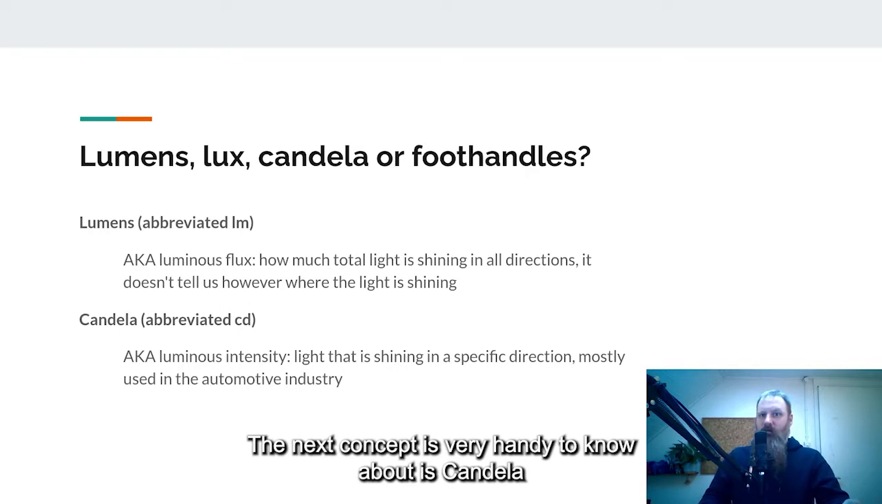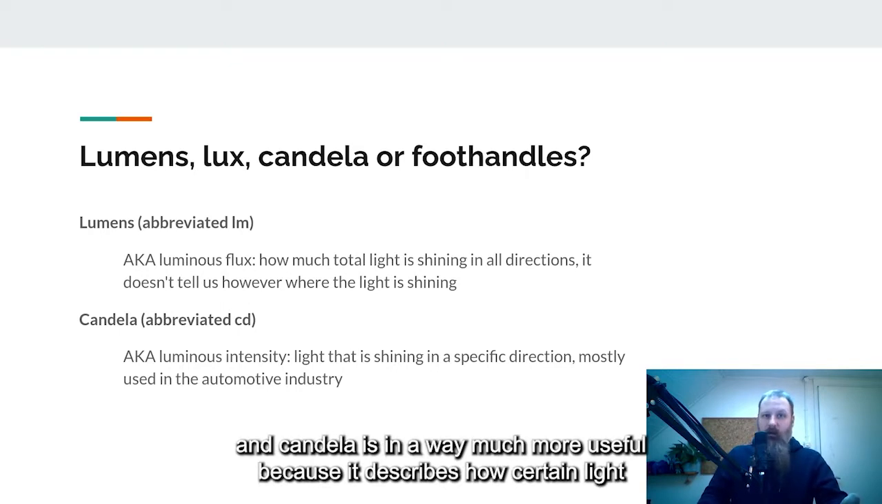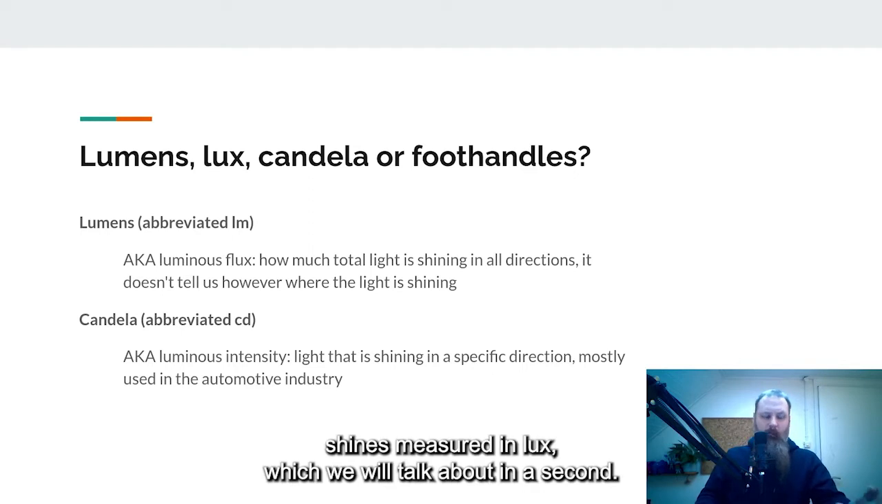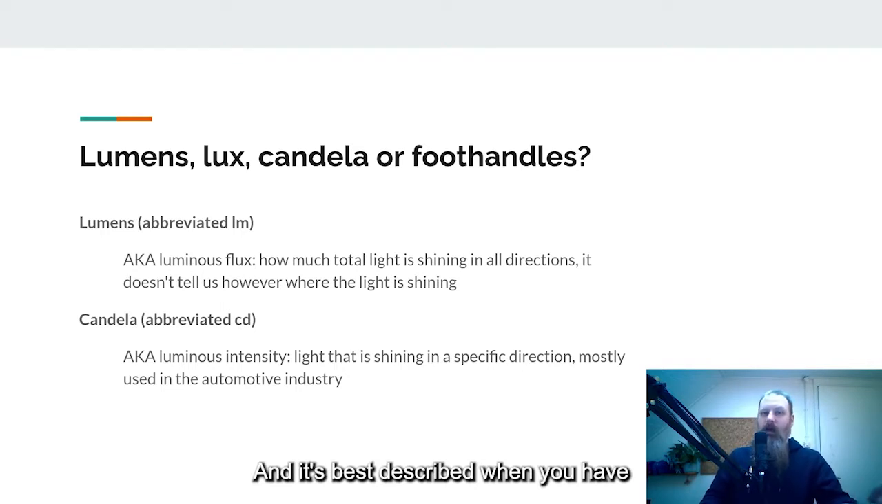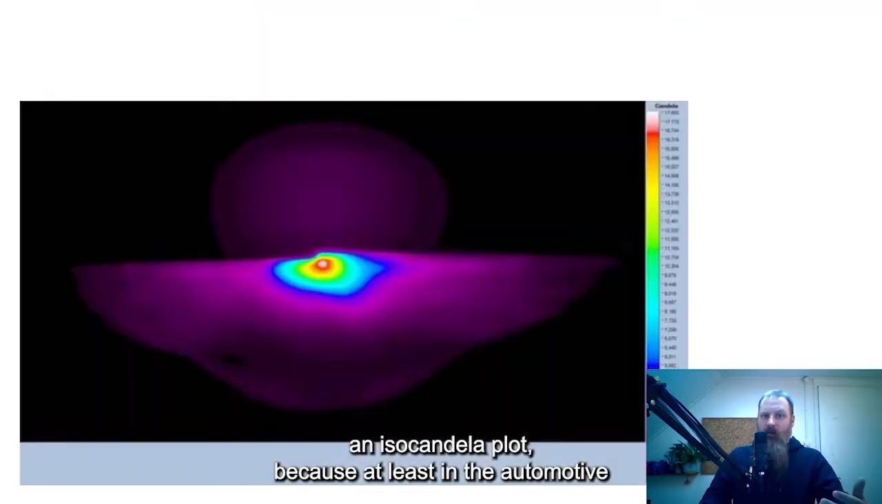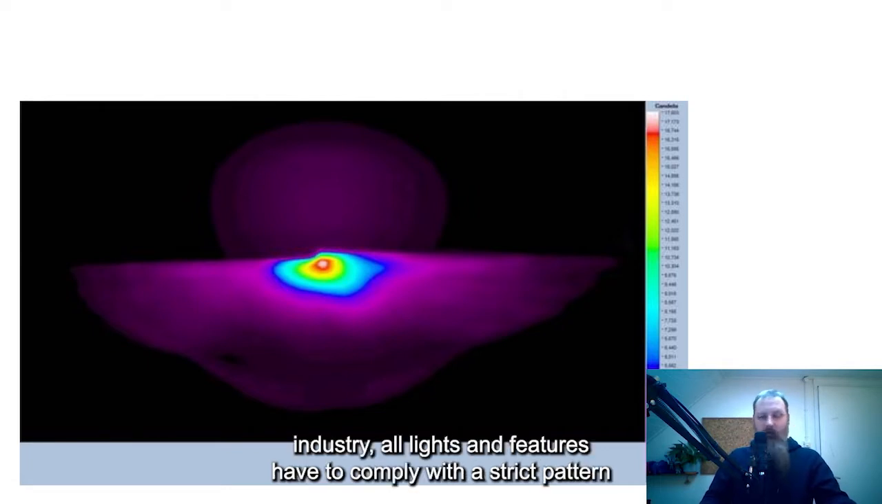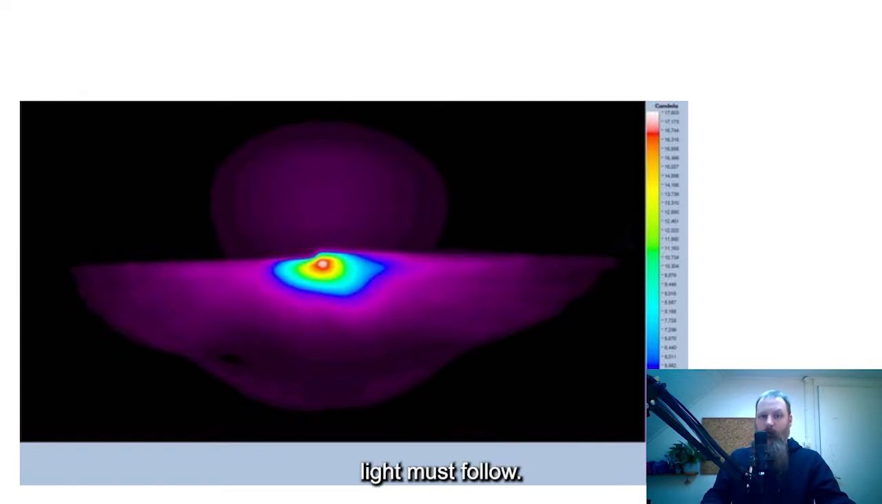The next concept that is very handy to know about is candela. Candela is in a way much more useful because it describes how a certain light shines, measured in lux, which we will talk about in a second, and is best described when you have an isocandela plot, because at least in the automotive industry all lights and fixtures have to comply with a strict pattern light must follow.